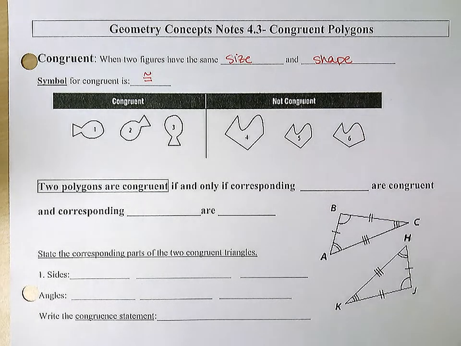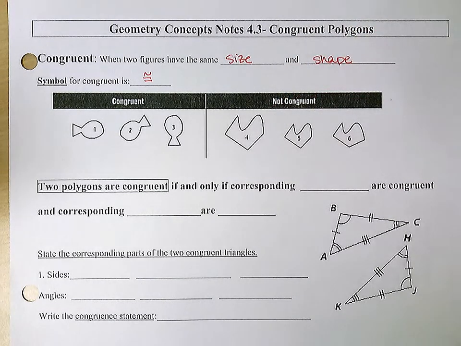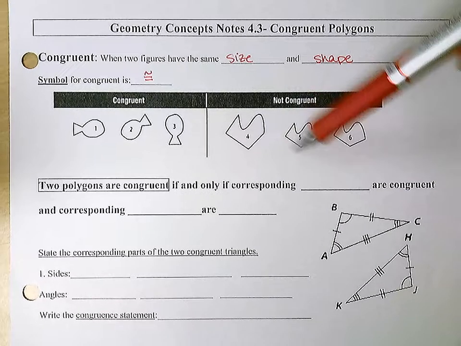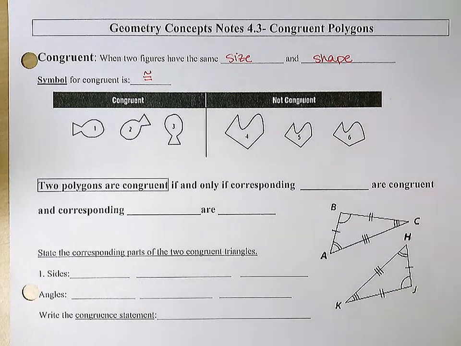The ones on the right here, these ones are not congruent. Okay, this one is larger than this one, and this one has a larger angle than this one does. Okay, so they're not the same size or the same shape, hence why they are not congruent.